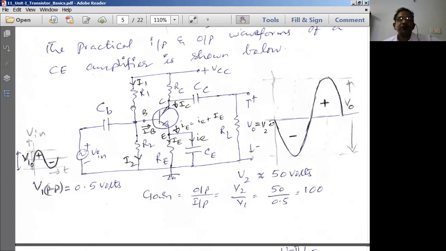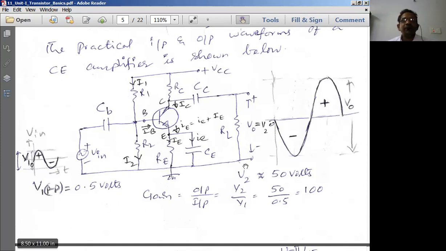Now what is the purpose of R1, R2? What is the purpose of RE? What is the purpose of CB, CC and CE? The purpose of R1, R2 is biasing. For applying proper biasing, we apply R1, R2. Therefore R1, R2 are known as the biasing resistors, and RE is known as the thermal stabilization resistor. CE is known as the bypass capacitor. CB and CC are known as the coupling capacitors. These are the various names we give to the elements of the amplifier circuit.